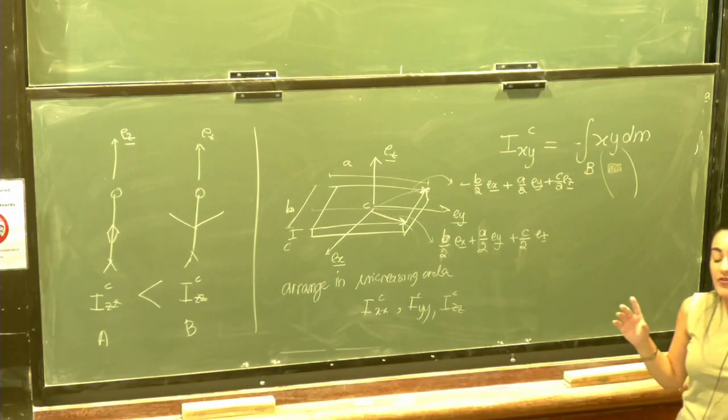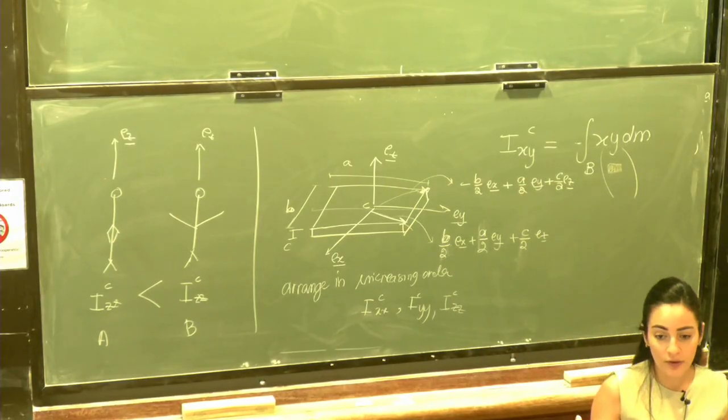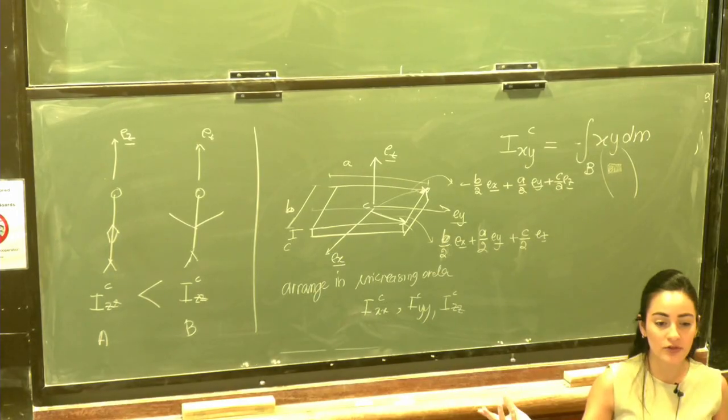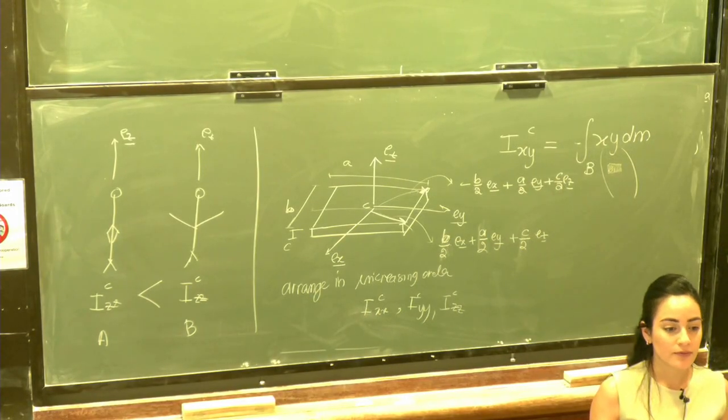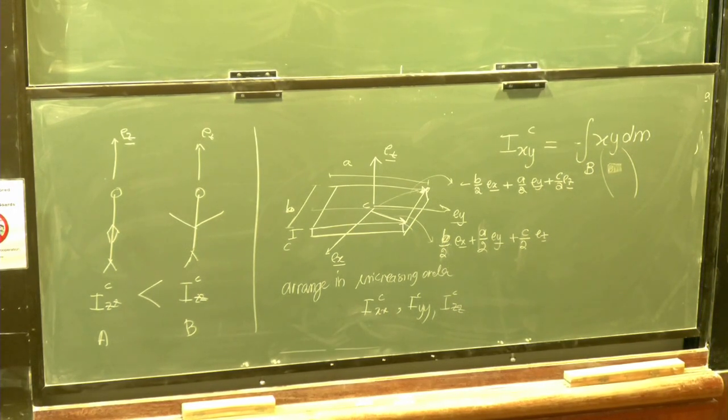So in the case where the products of inertia are 0, the rotational basis is what kind of basis for the inertia tensor? What do you call the basis of a matrix which makes the off-diagonal terms 0? Which makes the matrix diagonal? What do you call that basis? Which diagonalizes the matrix?